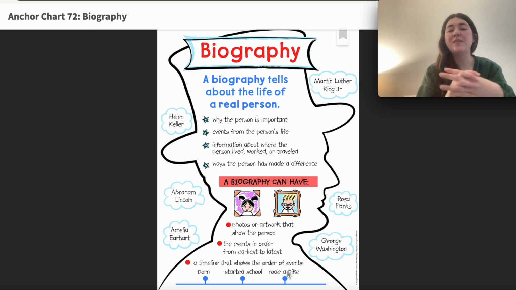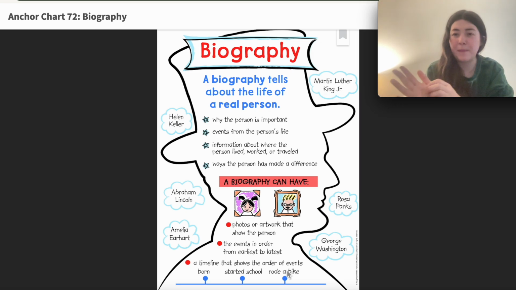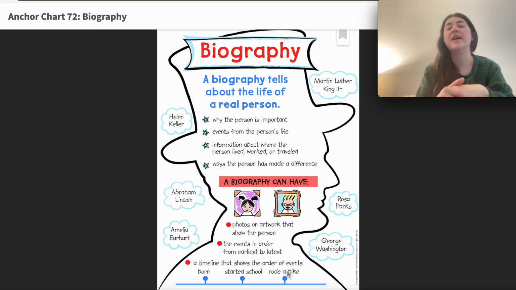A biography really is the story of a real person. If it's the story of a pretend person or a character, that wouldn't be a biography. It would just be a story. For it to be a biography, it has to be about a real, live, actual person.